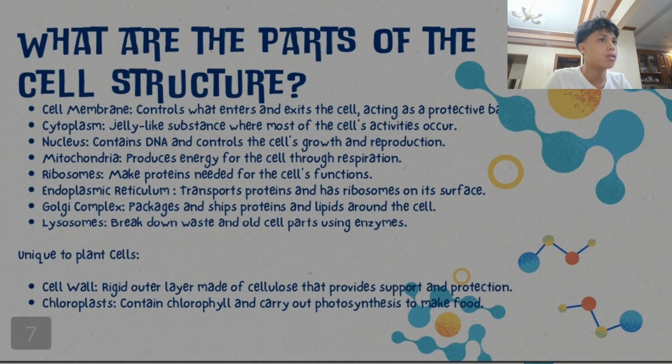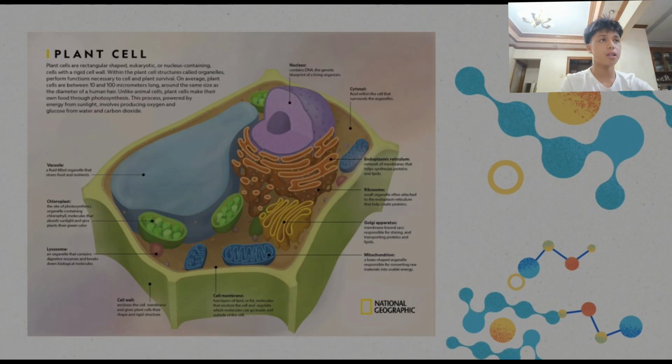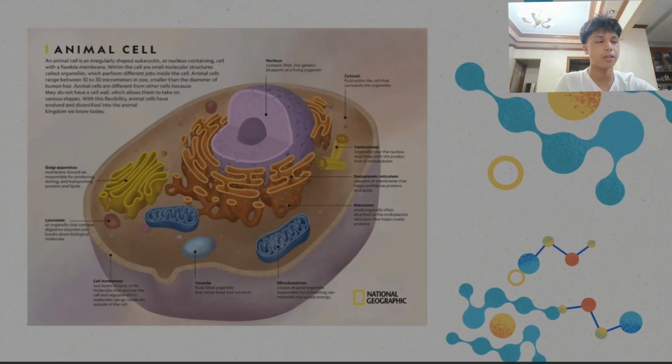And these are the parts that are unique to the plant cells. Cell wall, a rigid outer layer made of cellulose that provides support and protection. The chloroplasts, these contain chlorophyll that carries out photosynthesis to make food. Here we have two images of the plant cell and the animal cell. Here are the parts that I mentioned earlier.